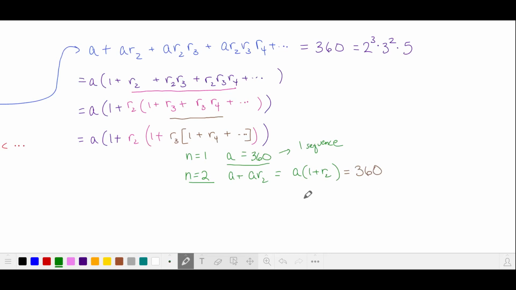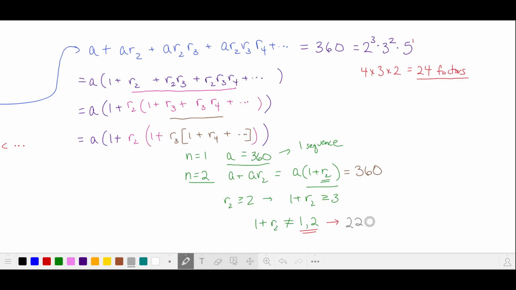We again note that since we have a sequence of integers and they're strictly increasing, all of our common ratios are going to be greater than or equal to 2. So the second factor is greater than or equal to 3. This means our second factor cannot be equal to 1 or 2. Counting the number of factors that divide into 360, we have a total of 24 factors, of which 2 of them are invalid. So this gives us 22 more sequences for n equals 2.